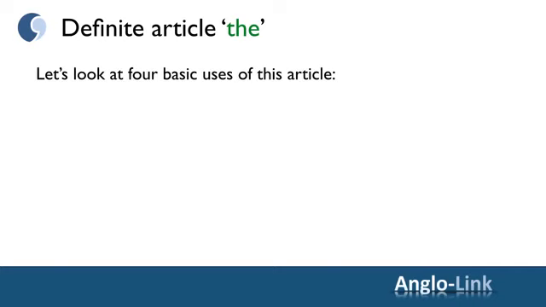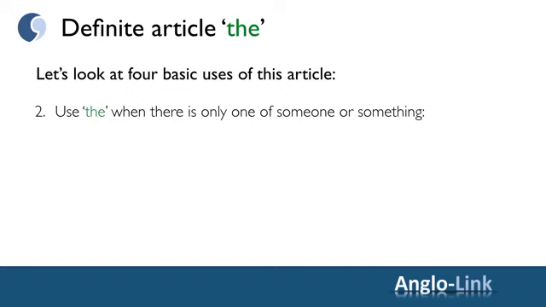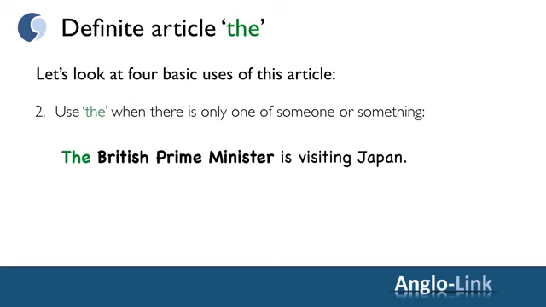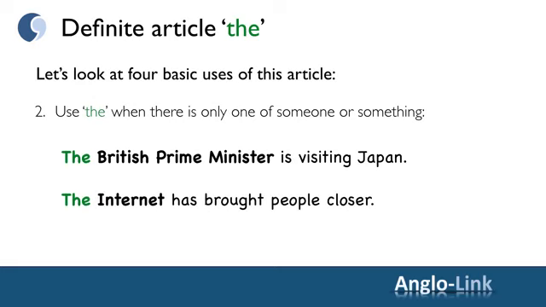Okay, let's look at the second use of the definite article, the. Use it when there is only one of someone or something. For example, the British Prime Minister is visiting Japan. Or, the Internet has brought people closer.